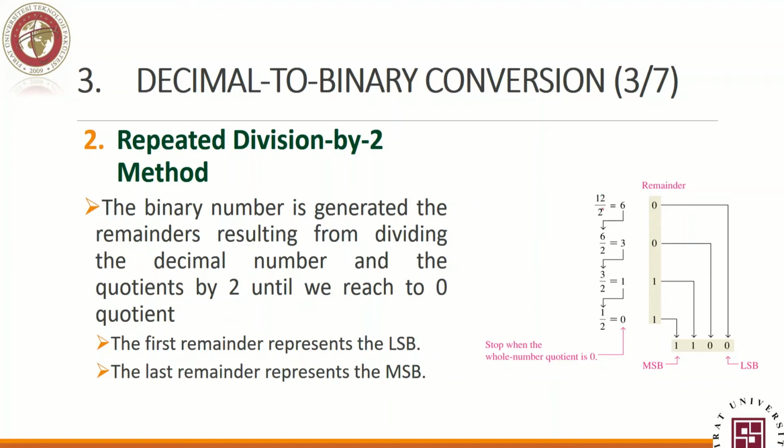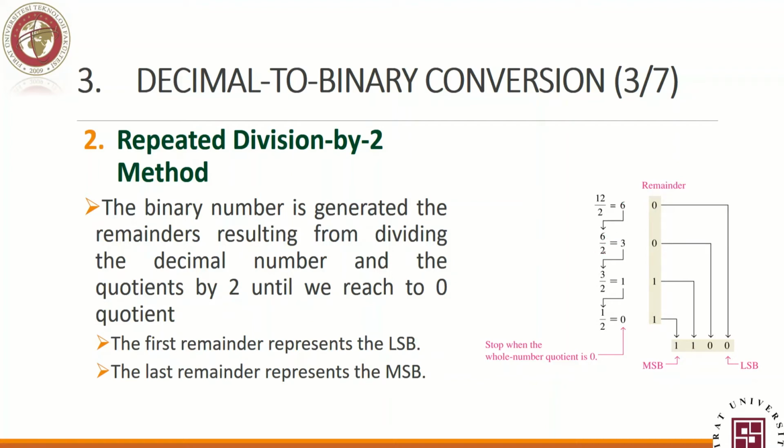12, not 6. 12. If we divide 12 by 2, the result is 6. Do we have any remainder? There is no remainder. 12 by 2, that's 6. So the remainder is 0. List it down, write it. 6, take it to another step.